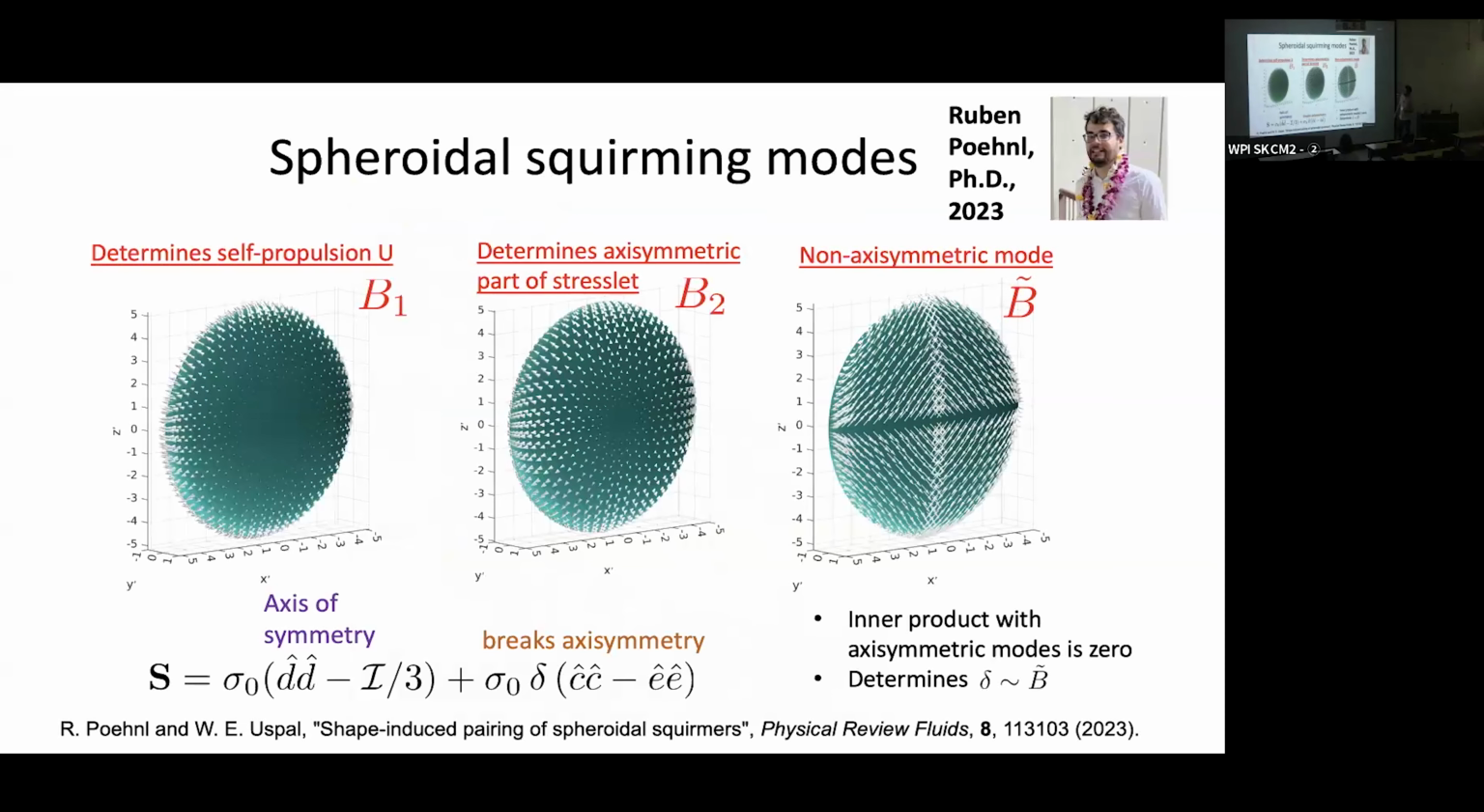So we looked at the spheroidal squirmer, and we added a mode that's non-axisymmetric. So we have the B1 and B2 modes for a spheroid, oblate spheroid, but we came up with this non-axisymmetric mode because the slip velocity, as we saw, is not axisymmetric. And this mode breaks the axisymmetry of the stresslet. So this is what I showed you before that David Saintillan, Michael Shelley, everyone uses for an axisymmetric swimmer. This term is breaking axisymmetry. It's controlled by this mode. Linearly, this delta parameter breaks axisymmetry. It's linear in this B tilde mode that we came up with.